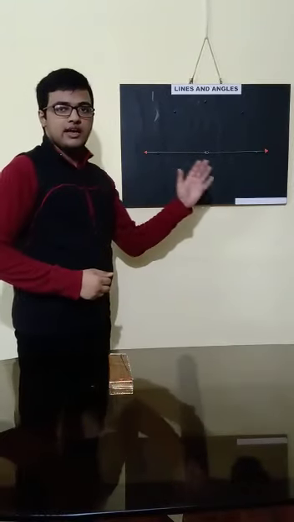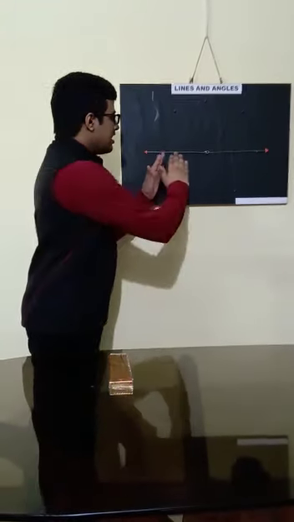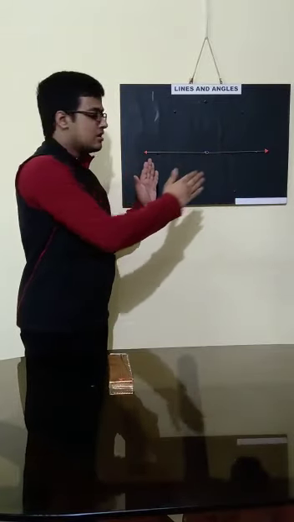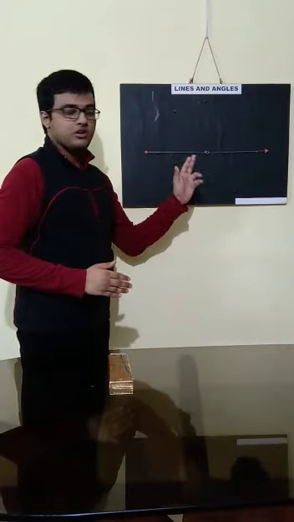Now, what is a line? A line is a collection of infinite points extending indefinitely in both the directions. A line has no endpoints and it has no midpoint.